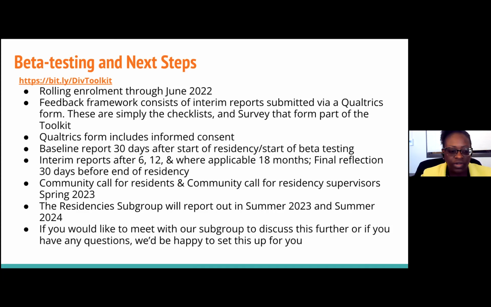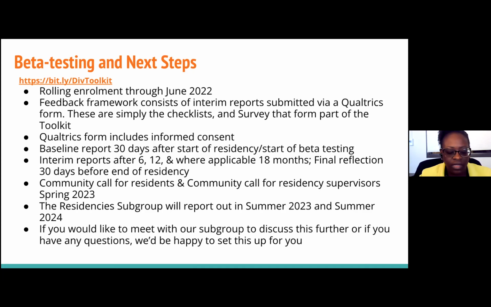We encourage institutions to sign up, even if you don't feel you'll be able to complete all the steps or use the tools exactly as designed, because feedback from institutions who actually implement it will really be useful to refine the toolkit. We'll be collecting submissions by way of a Qualtrics form, which will also include the informed consent document for this study. Institutions and residents will submit separately and confidentially.